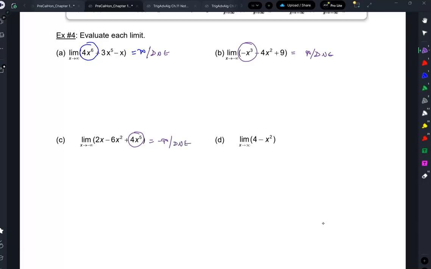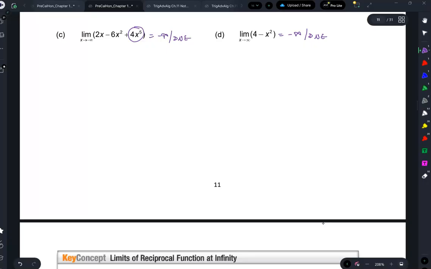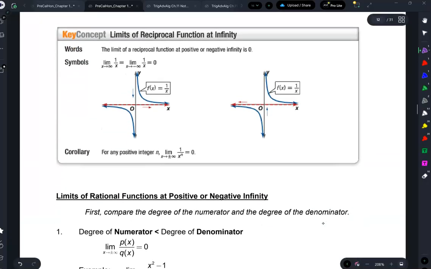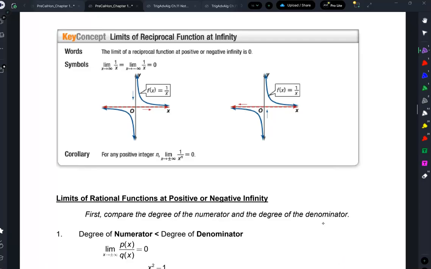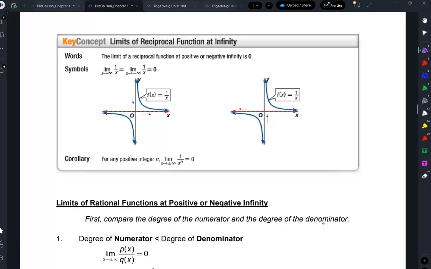What about this one? Awesome. Easy, right? And fun, right? Yeah, there you go. Okay. Those were polynomial functions. It's all nice and easy. Well, okay, so what about reciprocal functions?